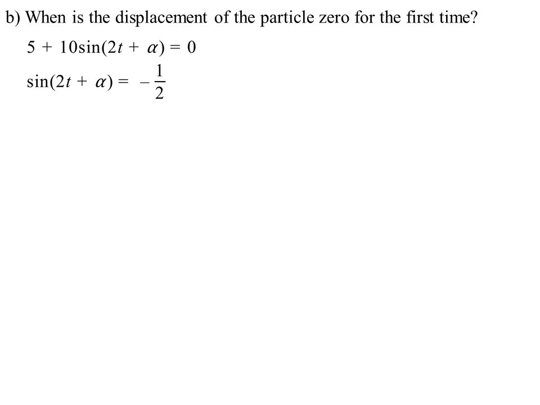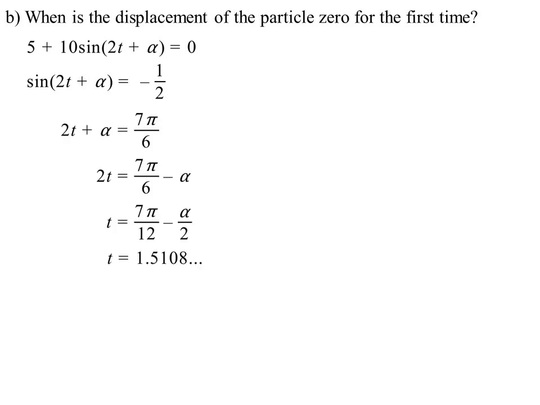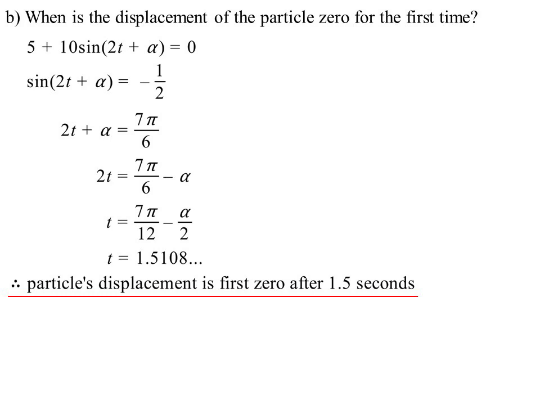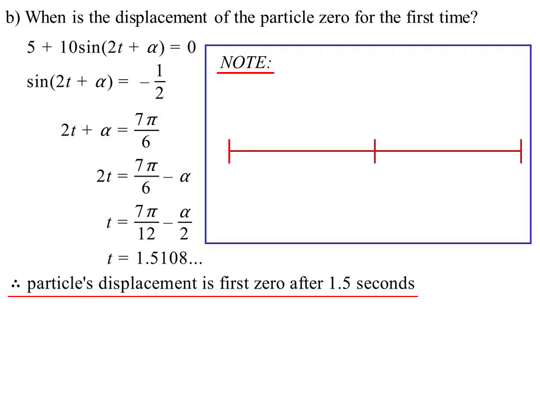Again, because I've combined it into one trig function, it becomes an easier trig function to solve. And that's 1.5108. So it's first at 0 after 1.5 seconds. Here's our path of the particle. It's going backwards and forwards between 2 points.